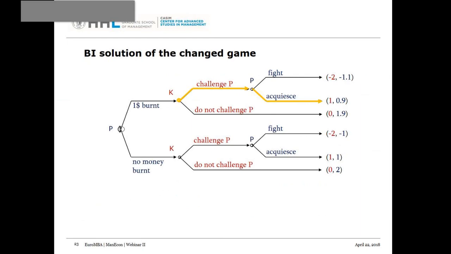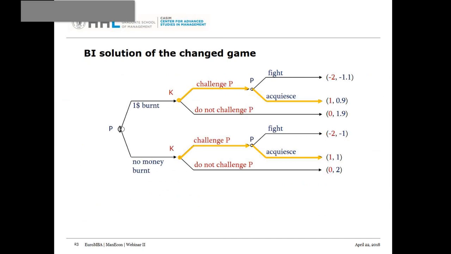So for Polaroid, the numbers are not -1 but -1.1, instead of 1 it is 0.9, and instead of 2 it is 1.9. So what happens is, by changing every payoff from every action in the same way, they did not really change the incentive. So it's again still the same thing. Acquiescing is the best thing to do for Polaroid, and challenging is the best thing to do for Kodak.